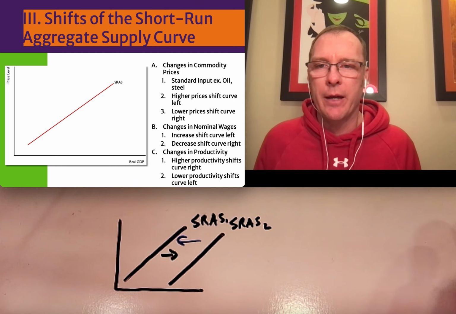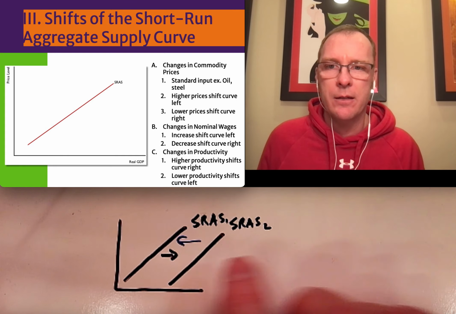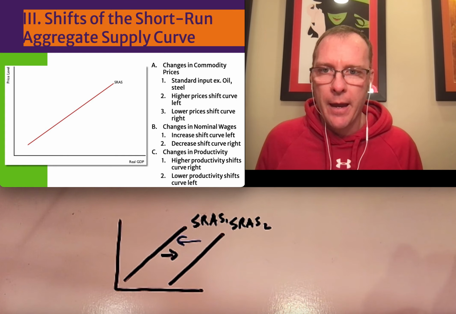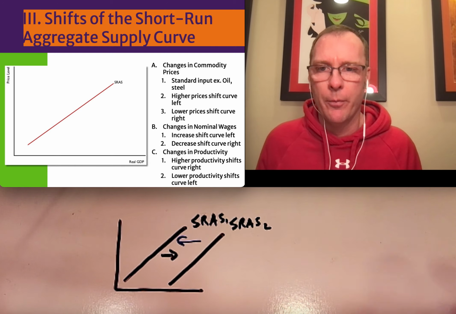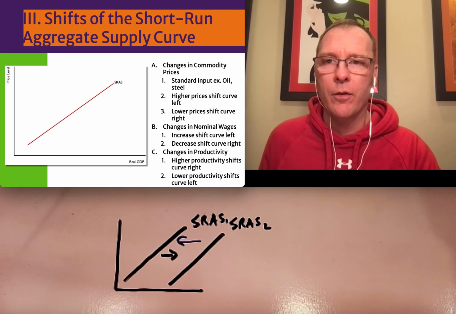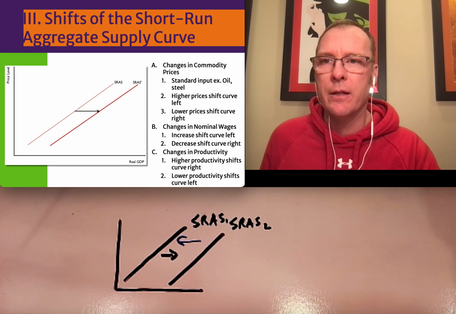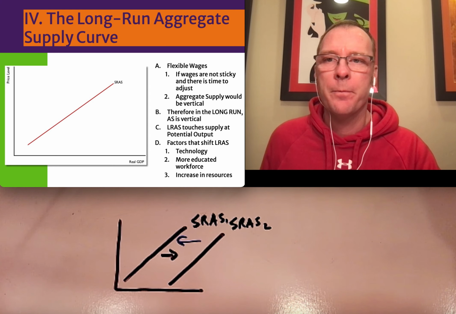Changes in nominal wages. If I see an increase in wages overall, it's going to shift this short run supply to the left. And changes in productivity, right? Higher productivity, shifting it to the right. Lower productivity, shifting it to the left. So those are things that could shift the entire curve. And there you can see an example, just moving the curve to the right. There, it's just going to move the curve to the left, just like we drew before.